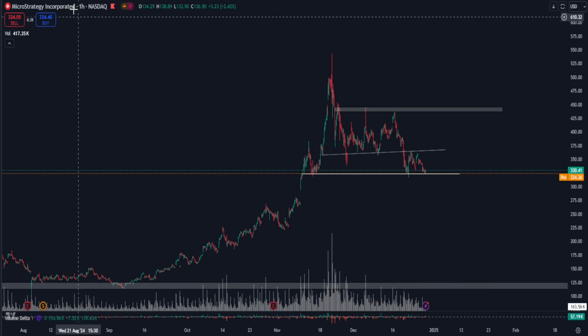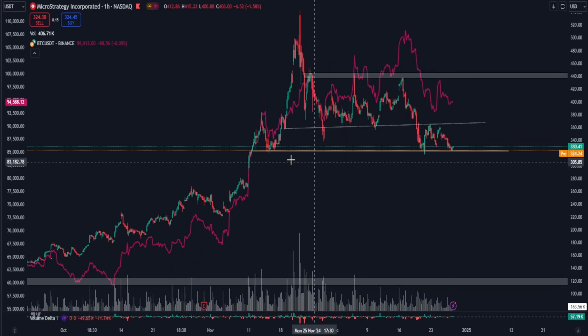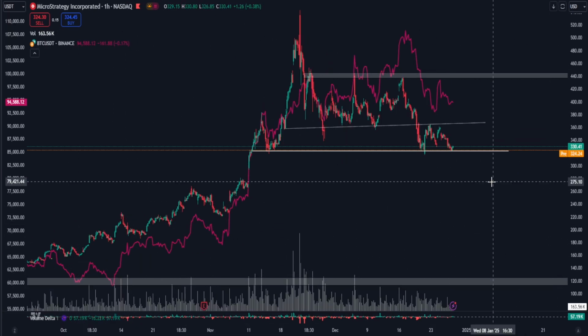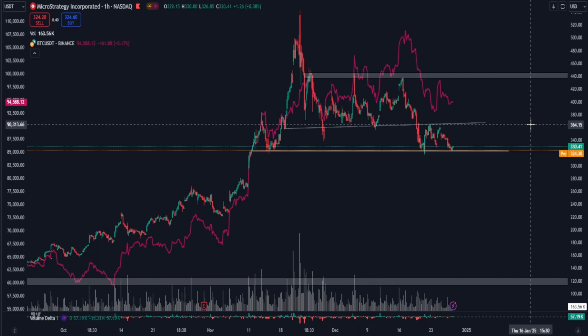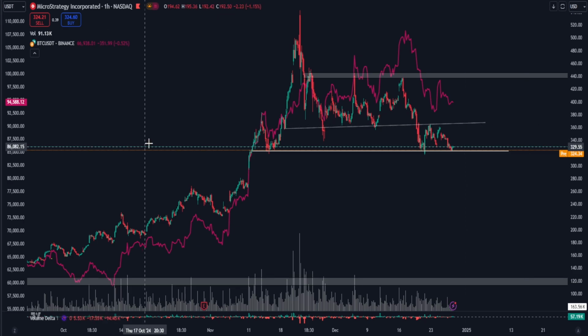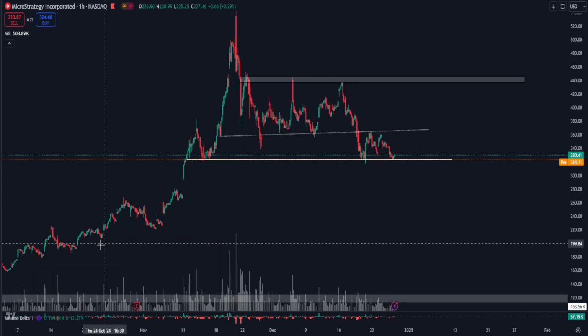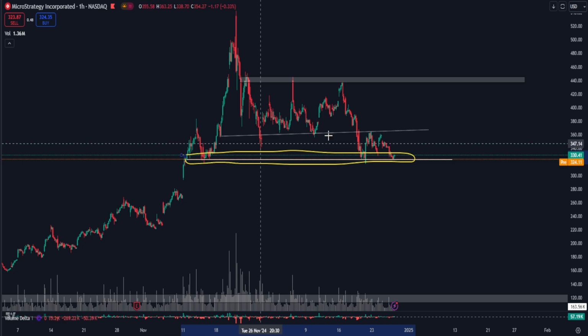As you may already know, we place significant value on this asset, and that's because of its strong correlation with Bitcoin. Take a look at how Bitcoin, represented by the purple chart, and MicroStrategy, shown in green and red, move almost hand in hand. This makes analyzing MicroStrategy extremely useful, as it often gives us early insights into the crypto ecosystem. So what's happening with MicroStrategy?